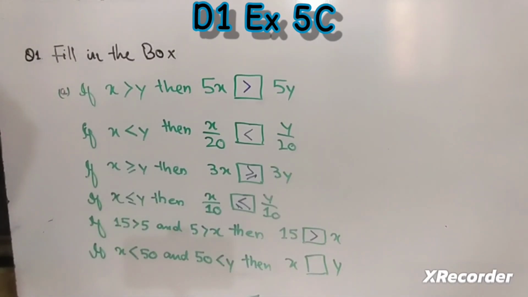Last part. If x is less than 50 and 50 is less than y, then x dash y. So in this question, x is lesser than 50. The values of x may be 49, 48 or any value that is lesser than 50, but y is greater than 50. So x is a smaller quantity, y is a bigger quantity, so x is lesser than y.